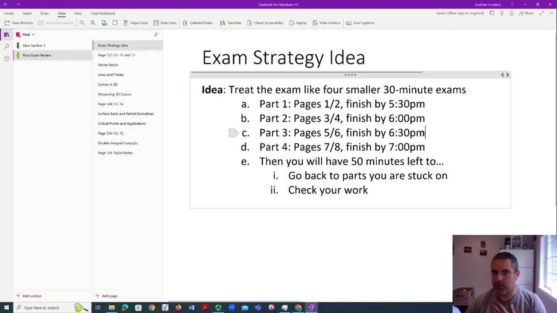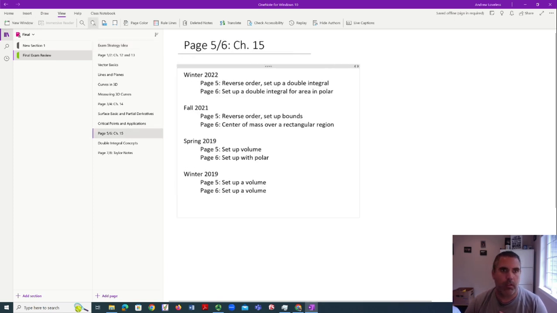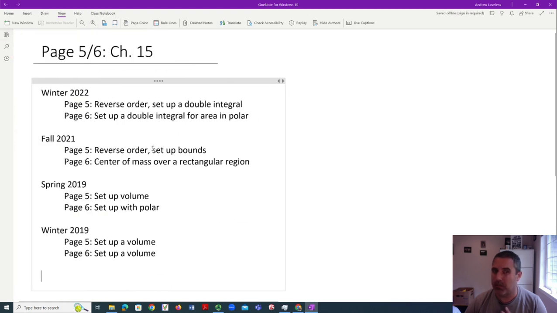Hello, Math 126 students. I'm going to talk about what's likely to be on pages 5 and 6 of your final, which typically pertains to chapter 15. So what I did here is I went through the 4 most recent finals and looked at what I found on pages 5 and 6.